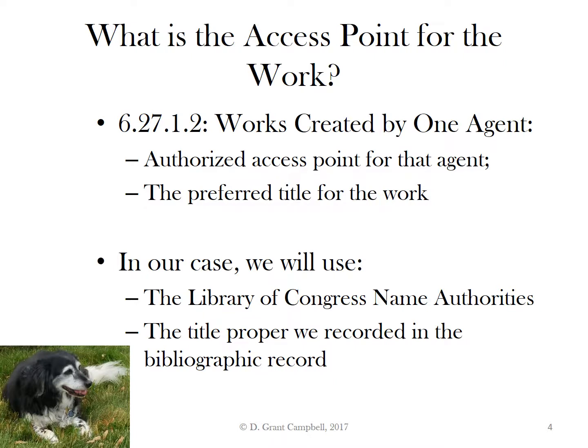Now, in our case, we will do the following. For the authorized access point for that agent, we will use the authority file that you find in the Library of Congress name authorities. So you will take the name and you will look it up in the LC name authorities and establish how the Library of Congress renders this as an authorized name, and we'll take that. For the preferred title of the work, we are simply going to take the title proper that we recorded in the bibliographic record. Some libraries do something more complicated with what they call uniform titles, but we're not going to worry about that. The title proper that we recorded from the title page is the preferred title that we will use.